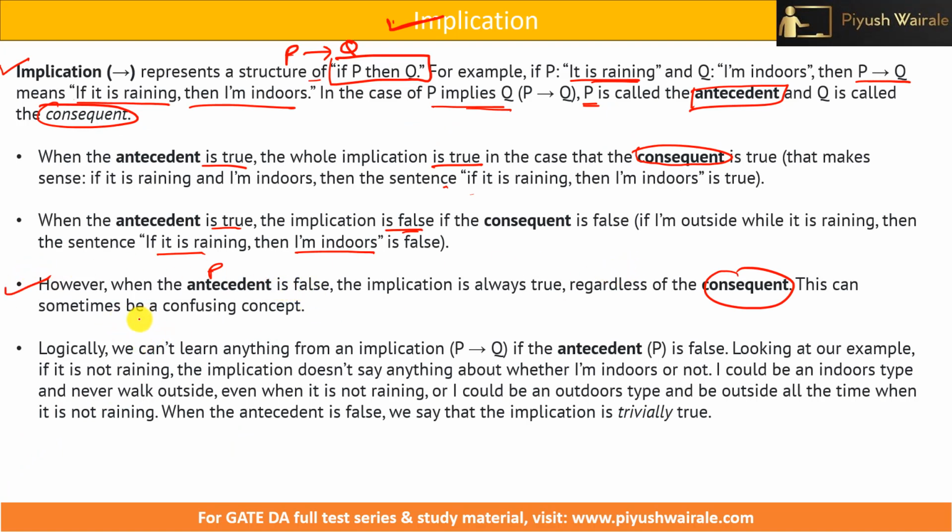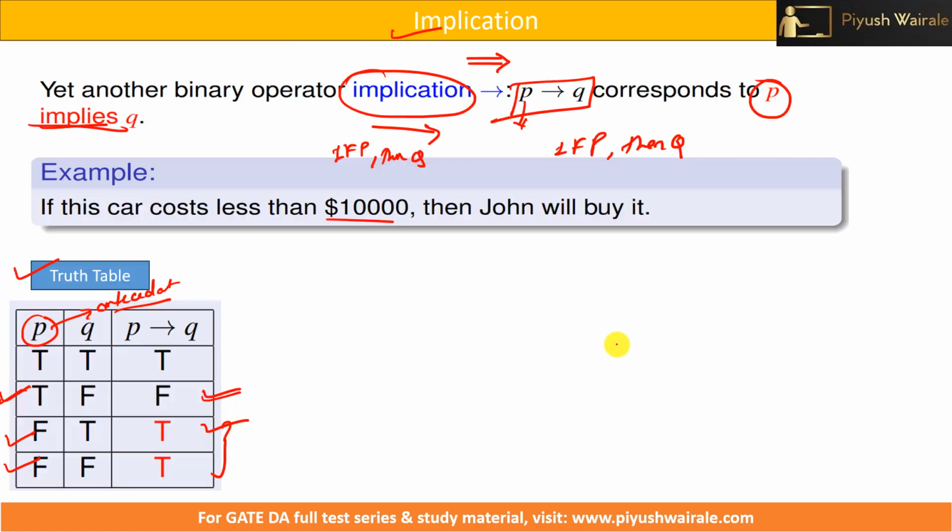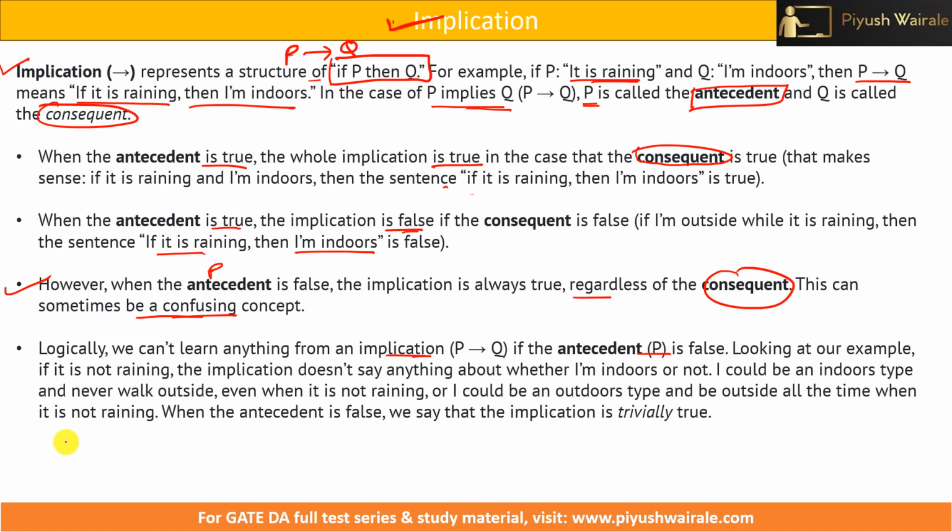This can sometimes be a confusing concept, but you need to understand this. Whenever my antecedent is false, that is P is false, then the implication P implies Q is always true, regardless of the consequent. And there's one more point: when P is false, logically we can't learn anything from the implication. What can we conclude from that? Nothing, right? Looking at our example, if it is not raining, the implication doesn't say anything about whether I am indoors or not.